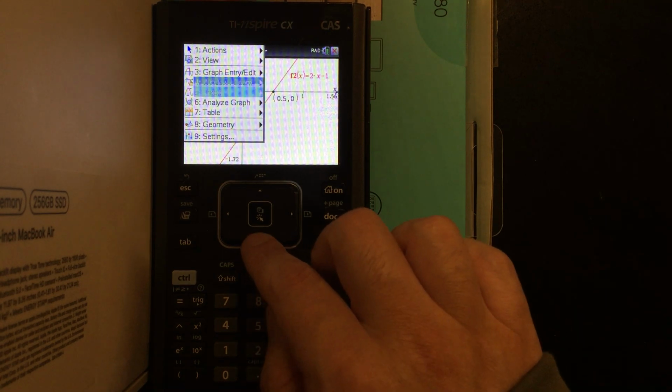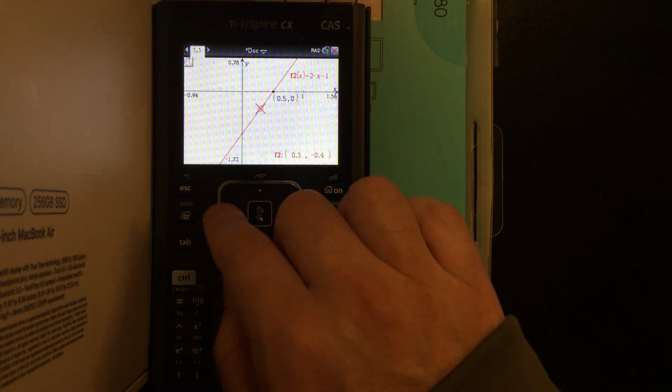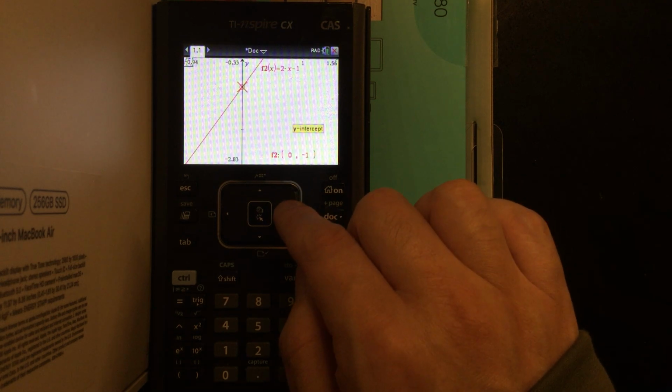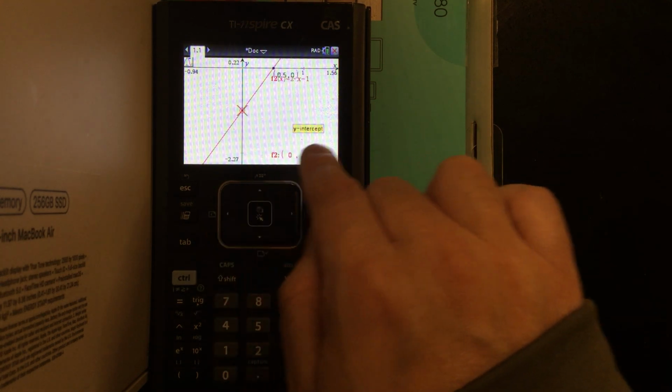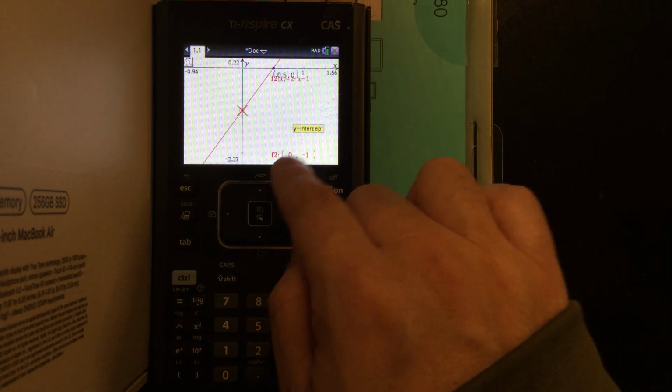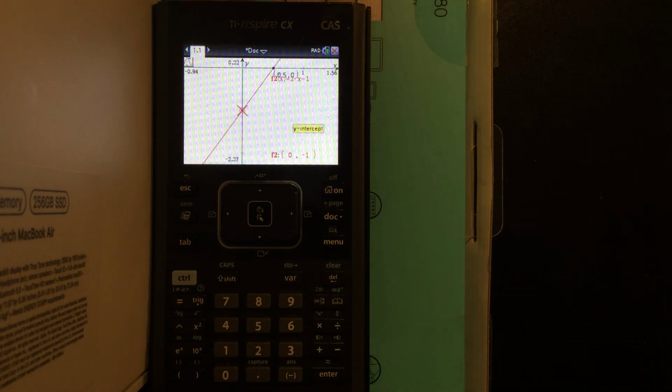Now, if you really must use the calculator to find the y-intercept, have a look at this. If you trace this graph around, it tells you that value, 0. If you keep going, there we go. It even tells you the y-intercept is 0, -1. So yeah, 0, -1. That is the y-intercept. All right, it's basically an intercept.